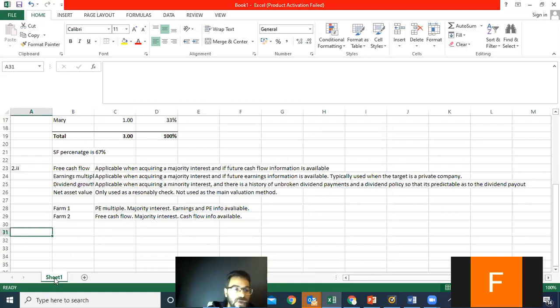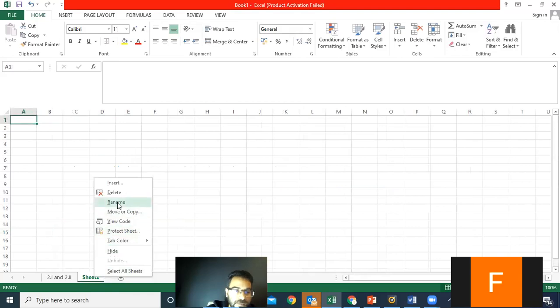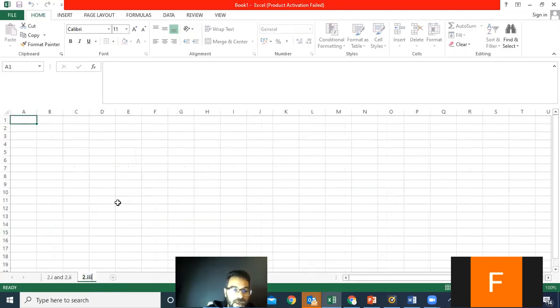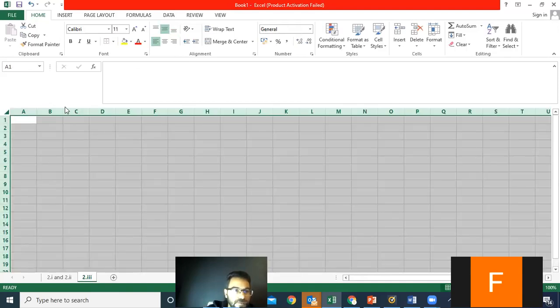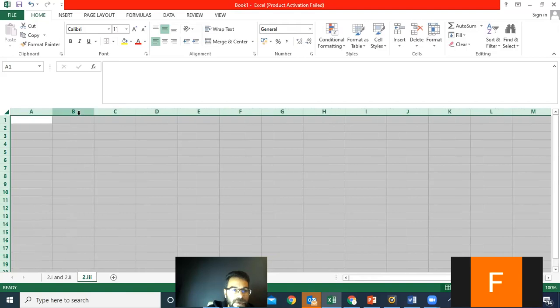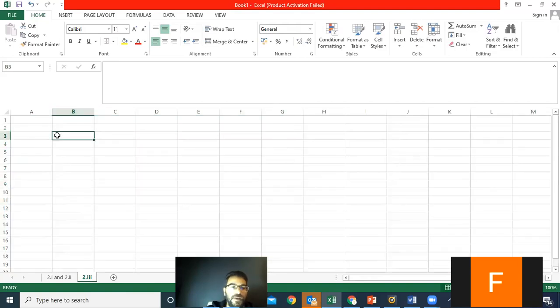Okay, so I'm going to just change this to 2.I, and I'm going to do 2.3 over here. Now we're going to do the valuation method. So for PE multiple, it will be as follows.